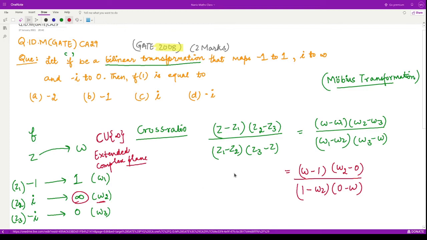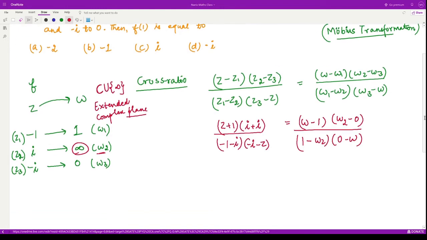And similarly on the left hand side we can substitute all the values. So the value of z1 is minus 1, z2 is iota, z3 is minus iota, and we keep z. So this is the thing.